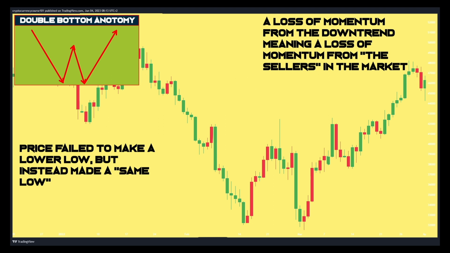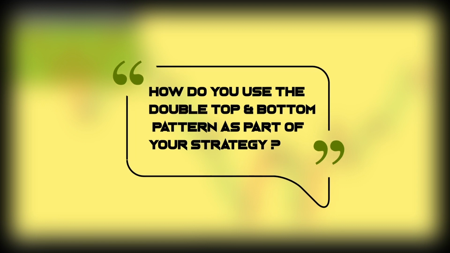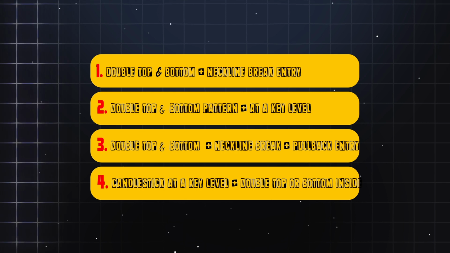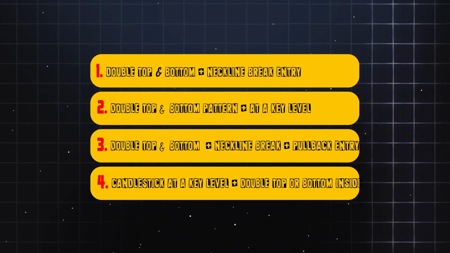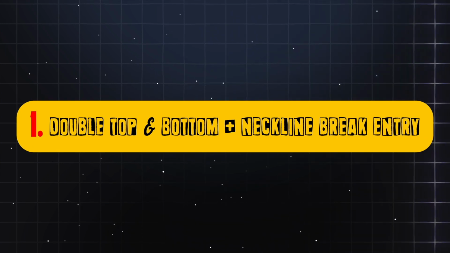So this then brings us to our next question, which is how do you use the double top and double bottom pattern as part of your overall strategy? Now, these are the 4 core variations to using the double top, double bottom patterns. Let's start with the first, which is the neckline break entry.